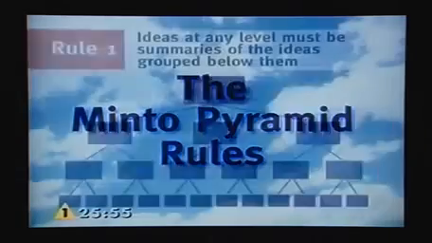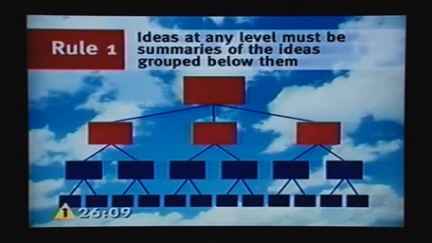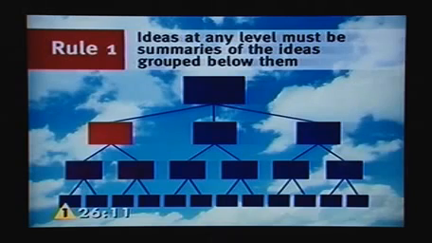Now, once you recognize that ideas in a clear piece of writing must always end up in this pyramidal form, then there are some rules that the ideas must obey if you're going to create that form. There are only 3 rules. First, ideas at any level in the pyramid must be summaries of the ideas grouped below them because they were derived from them. In other words, this idea summarizes these points, this idea summarizes these points, and so on. Well, that makes sense, doesn't it? Because that's how you built the thing up.